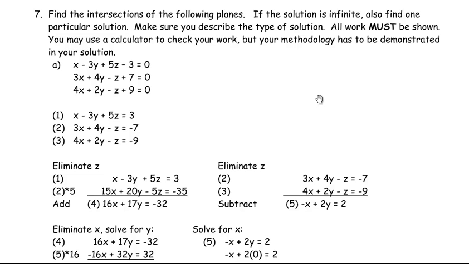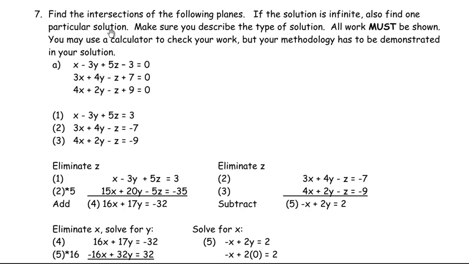Question number 7, and there's 2 different questions here. You're given 3 planes and asked to find out where or how they intersect, and if they do, and it's possible they might not. You're asked if the solution is infinite, and that would normally be the equation of a line, or it could be a plane too. If it's infinite, find the equation of that thing, that line or plane.